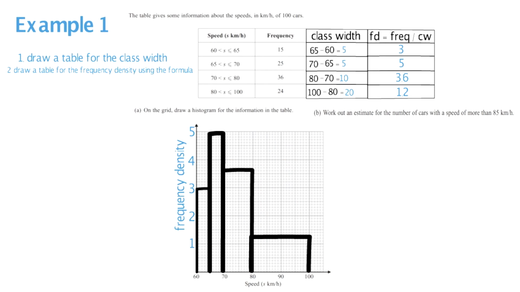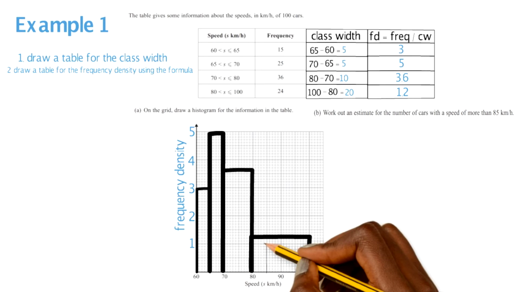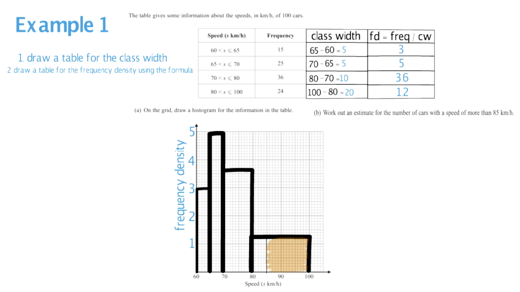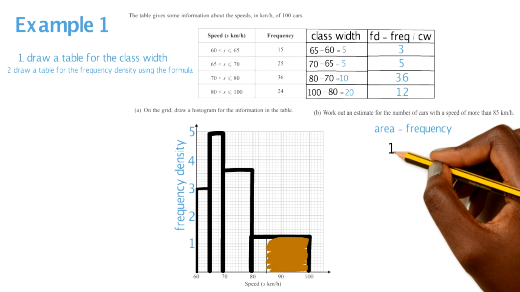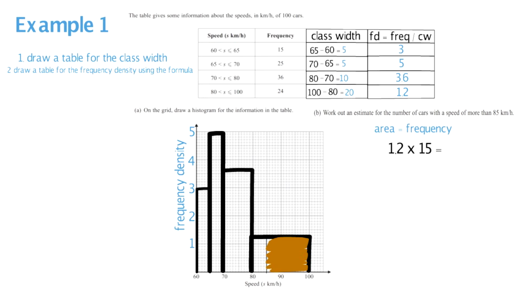Okay, so part B wants us to work out the estimate of the number of cars with a speed more than 85. So what I'm going to do is draw a line up from 85 on the x-axis and shade that area that we need. The area is frequency, and we know that frequency is frequency density times class width. So that's going to be 1.2 times 15, leaving you with an answer of 18.